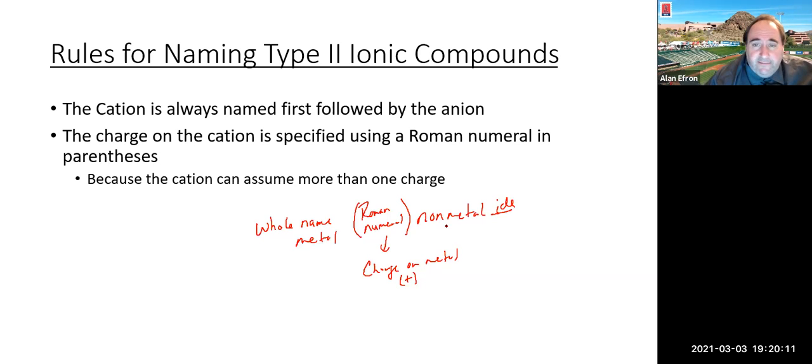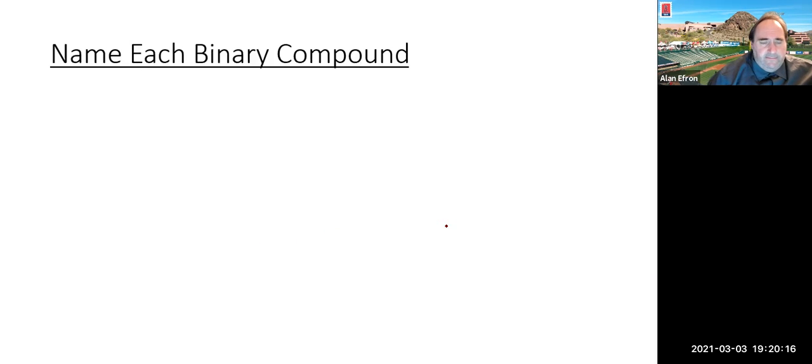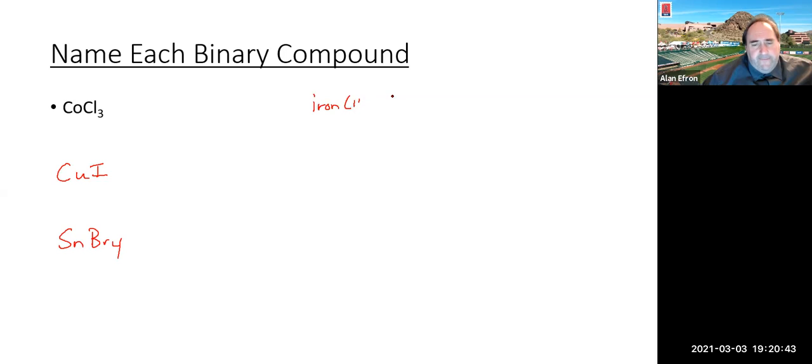So why don't you give a few a try here and see what you come up with. You have, I think, on your list there, you have CoCl3, you have CuI, you have SnBr4. And while you're at it, let's make sure we can go the other way as well. Why don't you write the formula for iron 3? Iron 3, let's do actually bromide.